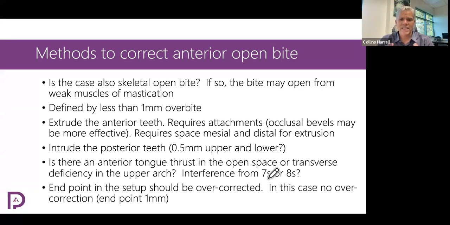And I'll have a slide later where we show as well that sometimes there's a transverse deficiency. And so if they have maybe not a true crossbite, but it's almost like the buccal cusps of the upper are hitting the buccal cusps of the lower, that's going to also keep the bite open in the front. So some expansion in the upper will also help the teeth interdigitate better in a transverse dimension so that the bite can close.